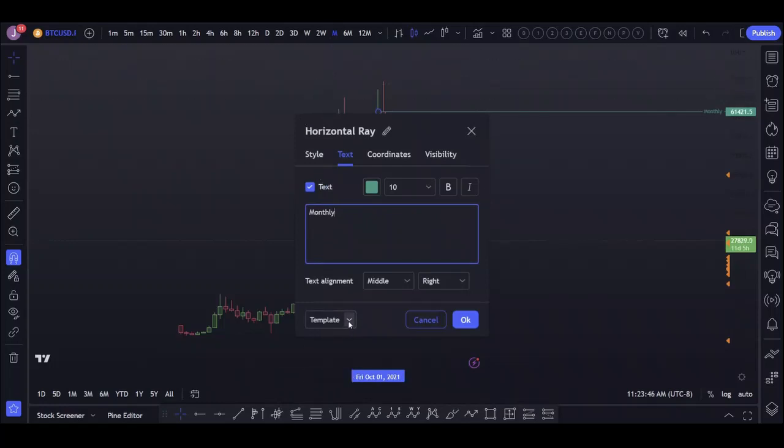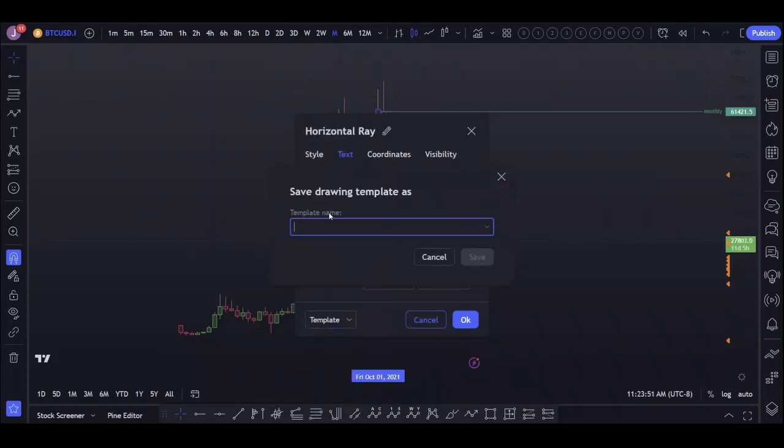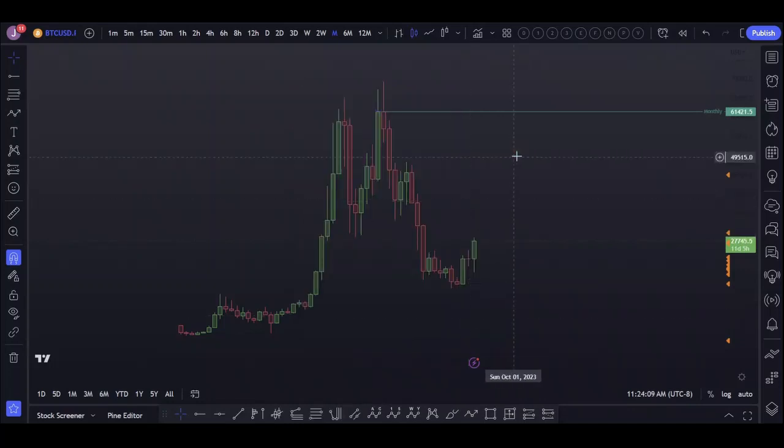When you want to save it, just hit your template, come over here to save as, and then you type in monthly level. You can see I already have it there, and then just hit enter and it will save. I'm not going to hit save because I already have it right there. That's how you would save your template for your horizontal level, and you can do the exact same thing for the weekly and the daily time frames. Okay, so we have our first monthly level of resistance.